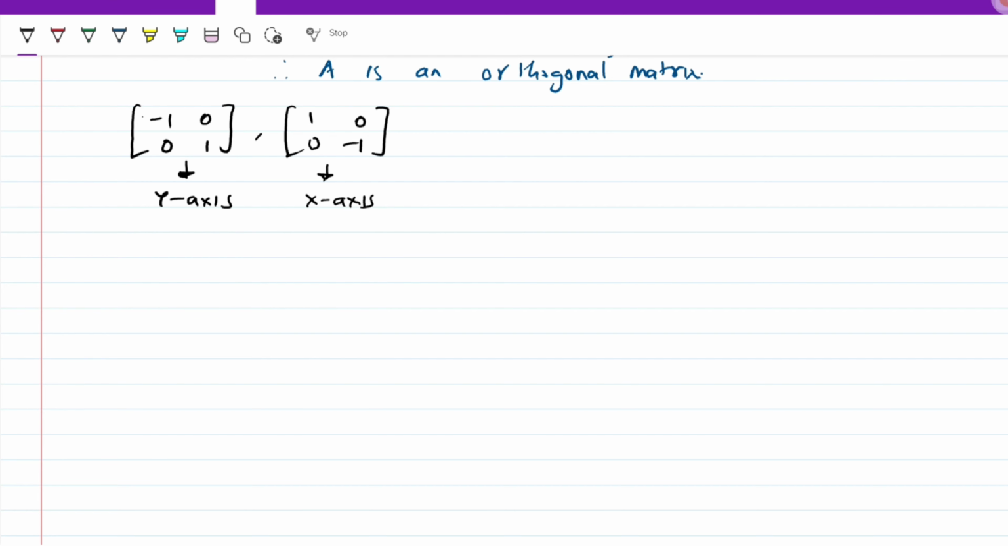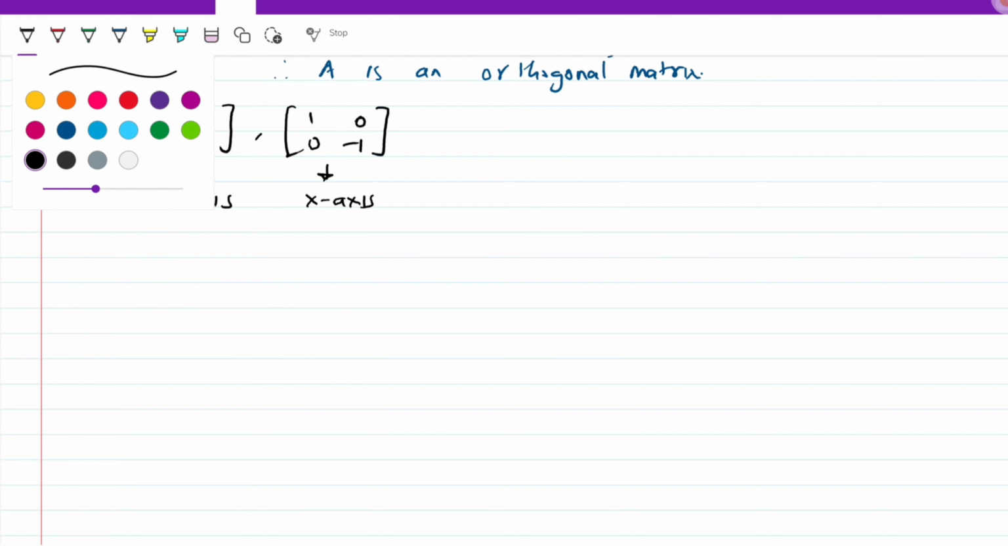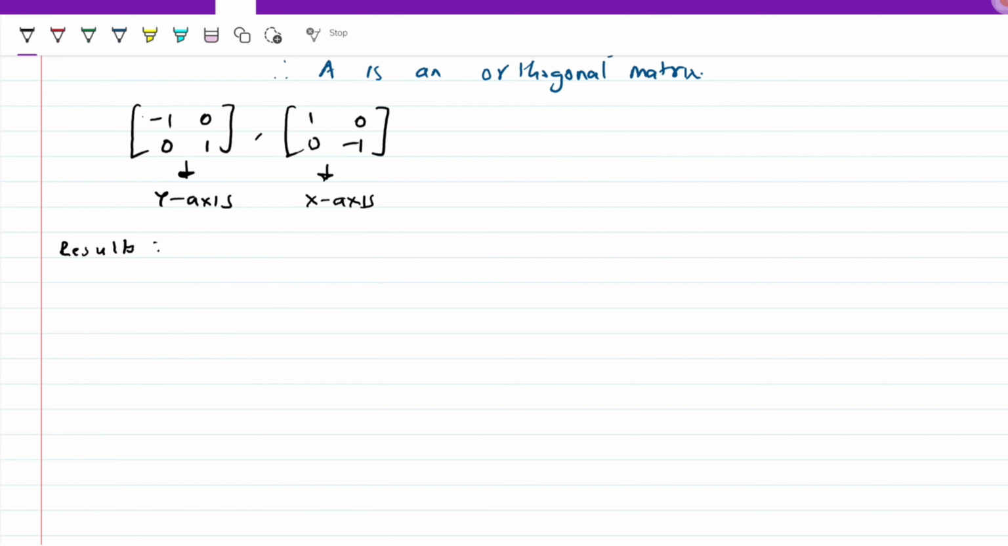I will be quickly stating some results, in the form of theorems, which are really helpful to reduce a lot of work when you'll be solving problems from IIT JAM, CSIR NET, GATE or SET examinations. The results are like this. If a matrix A is orthogonal, this implies and is implied by its inverse A inverse being orthogonal. You can quickly have a proof of this, it's not going to be really difficult.